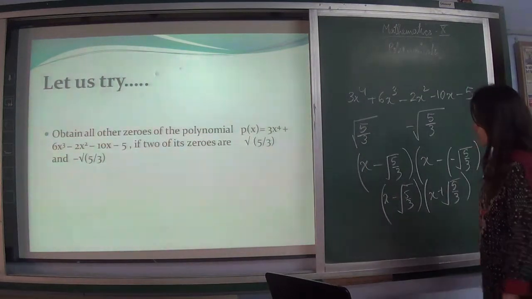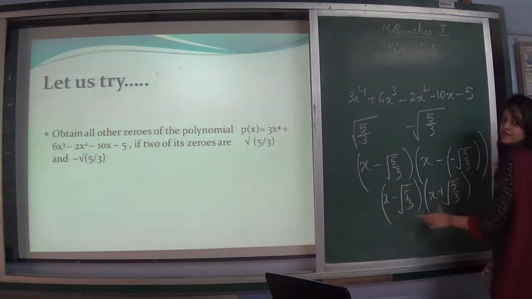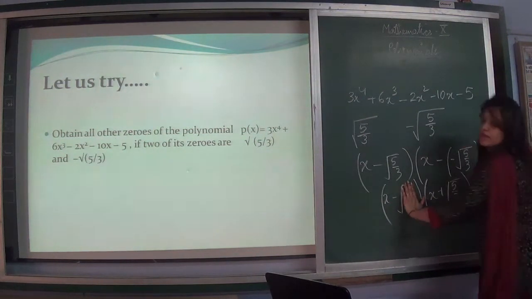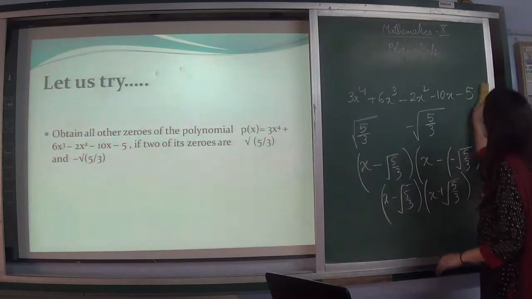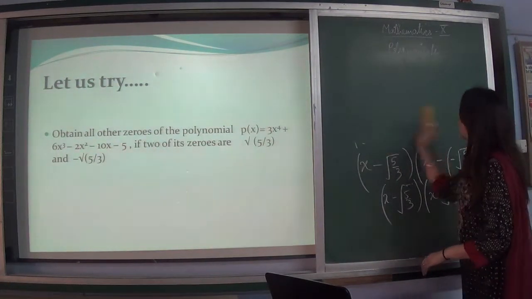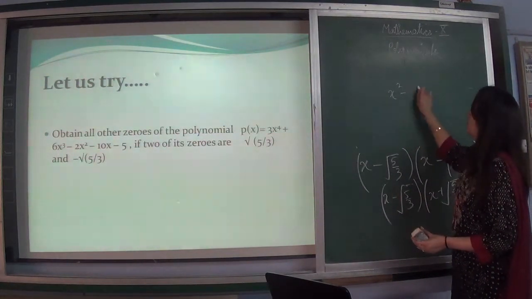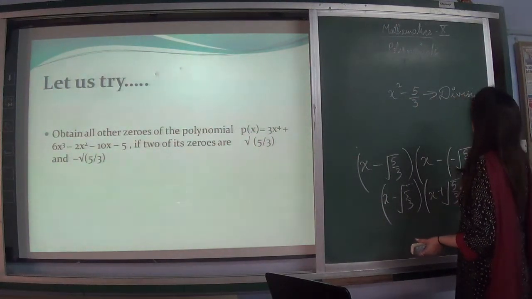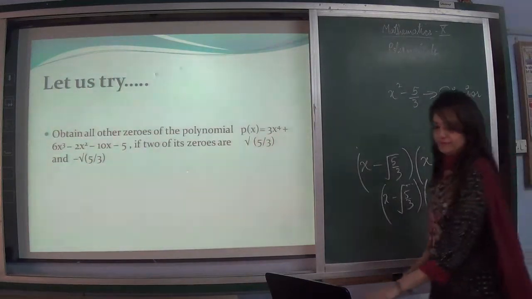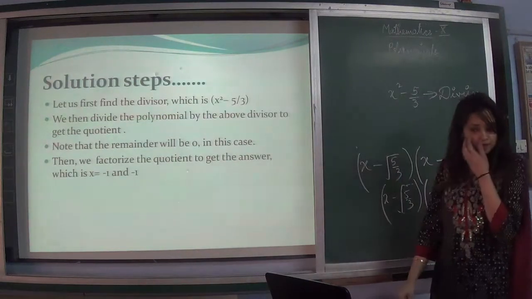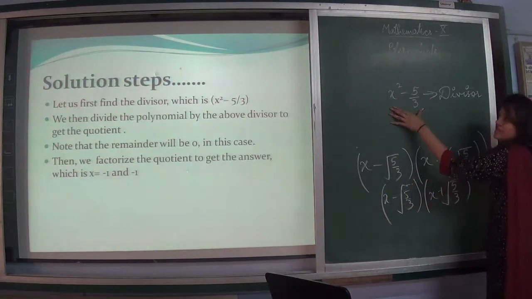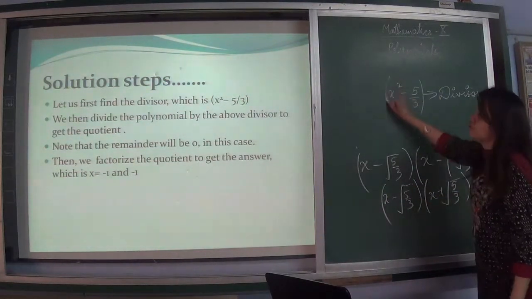Right? Now once we solve again, we're going to have a minus b, a plus b, it's going to be x squared minus root 5 by 3 whole square, which is simply x squared minus 5 by 3, and this becomes my divisor. Solution steps. Let us first find the divisor, which is, yes, we found it, x squared minus 5 by 3.